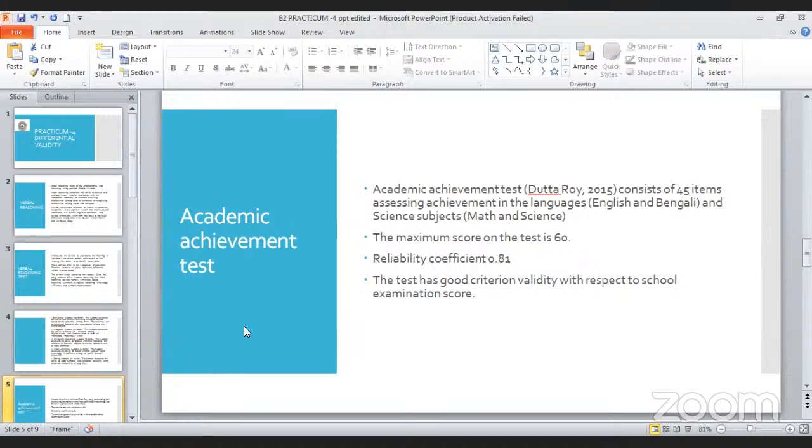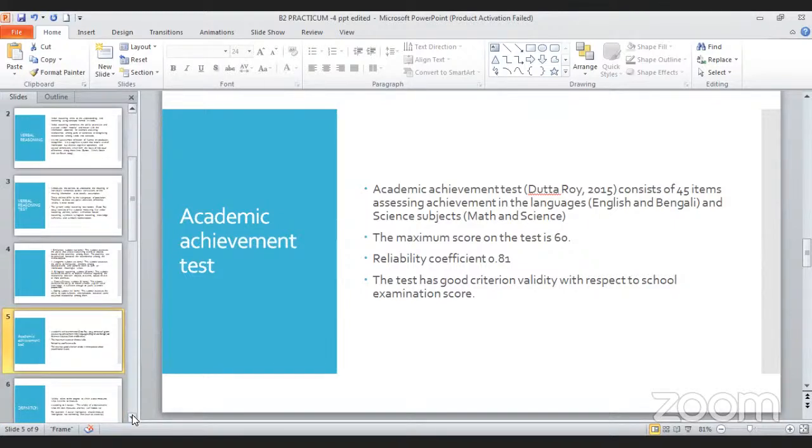Now we will discuss the differential validity, as we are assessing the differential validity on psychological tests. Before that, please explain what is validity. Anindita or Roman, please tell me what is validity. It is whether the test measures what it is actually supposed to measure.